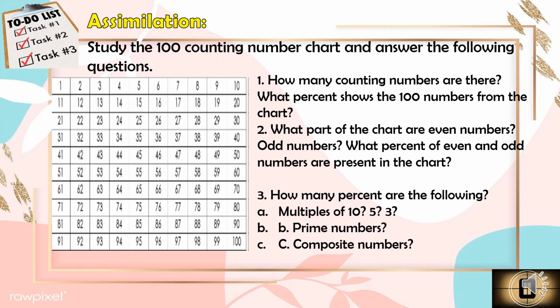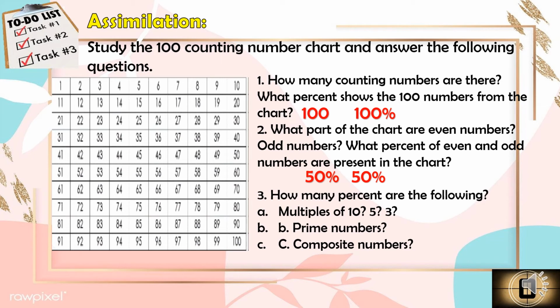Okay, so let us answer number 1. How many counting numbers are there? We have 100. And then what percent? 100%. For number 2, even numbers, we have 50%. And then odd numbers is also 50%. So we have 100% are even and odd numbers present in the chart.